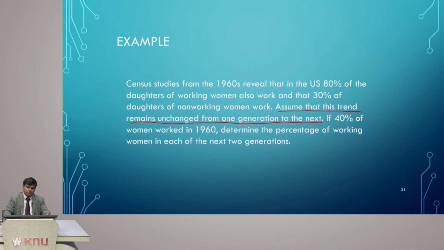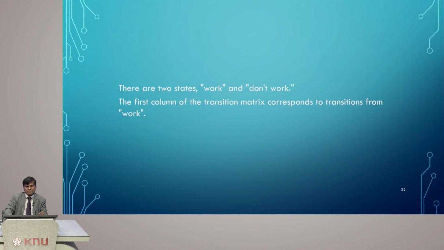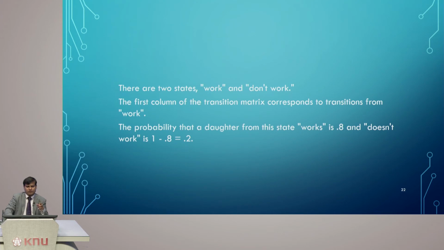Let's try to plot this transition matrix with the given information. First of all, what is given to us is that there are two states: work, don't work. These are the two states that you have in hand. So we are going to have the first column of the transition matrix correspond to the state for work, and the probability that a daughter from this state works is 0.8 and doesn't work is 0.2. So that's given in the problem.